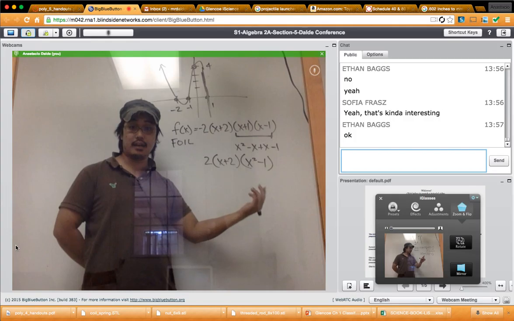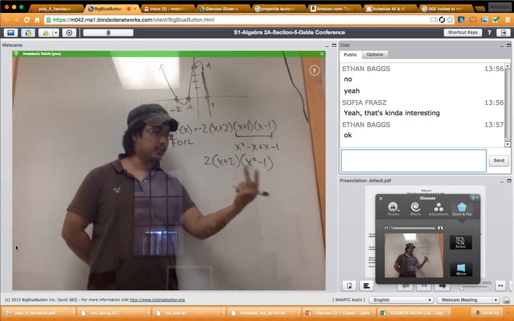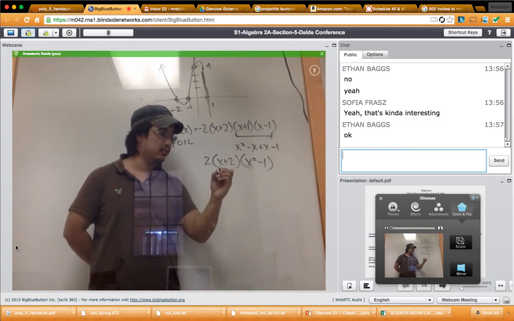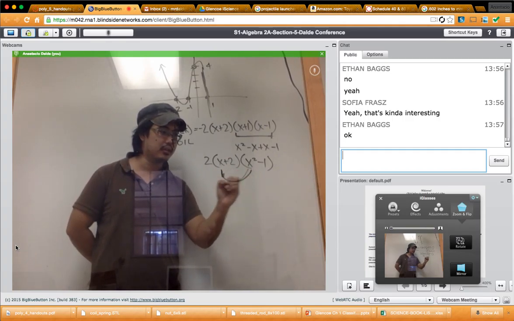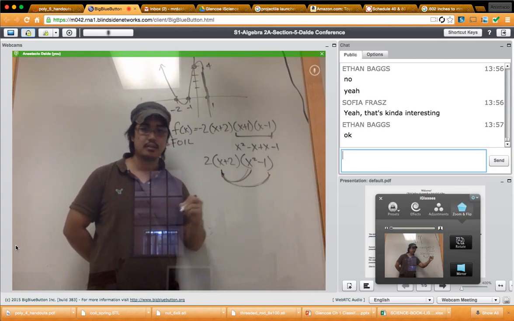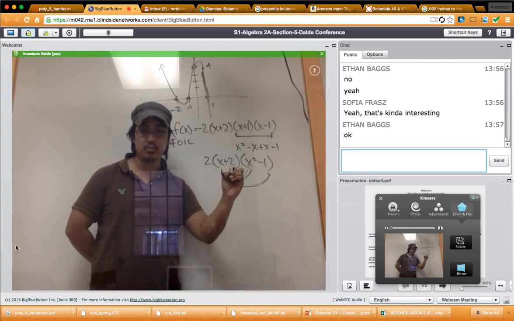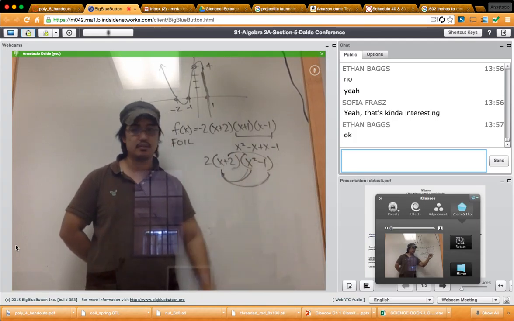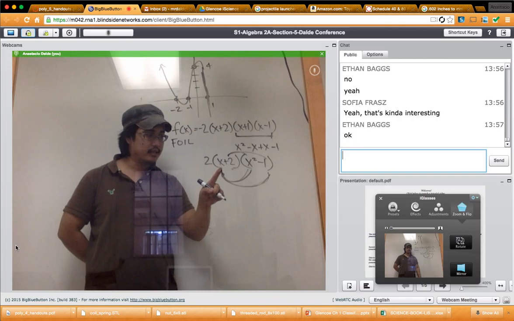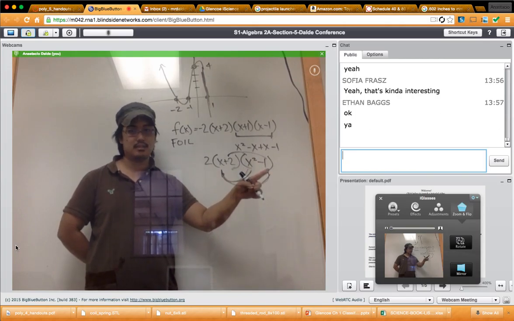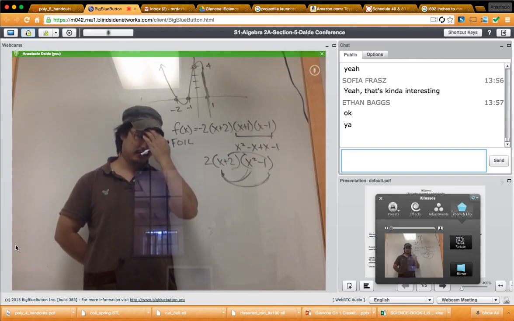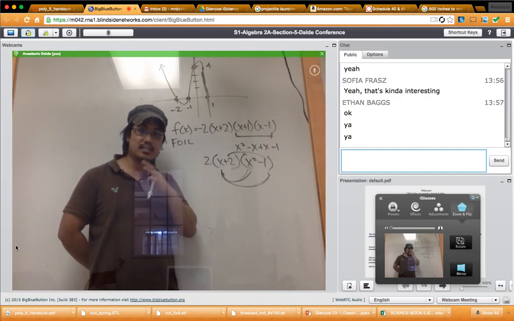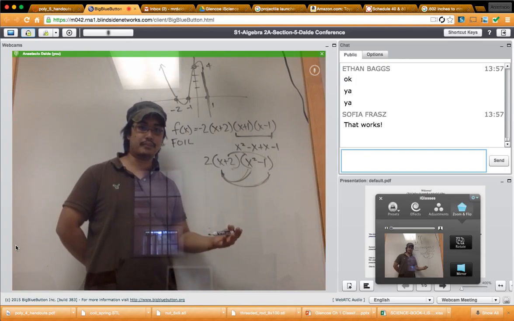You FOIL it again because it's a binomial times a binomial, so you have first, outer, inner, last. So it's really just this x term is meeting everyone inside of here, okay? And then this second term, the 2, is meeting everyone inside of here. So this x gets multiplied by this and that. And then the 2 gets multiplied by that and that. We cool? That's essentially the idea of foiling.